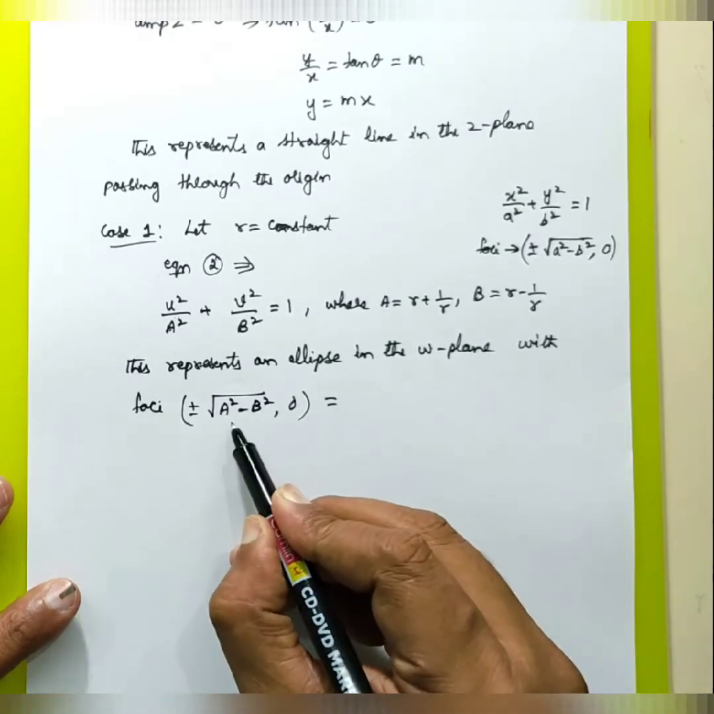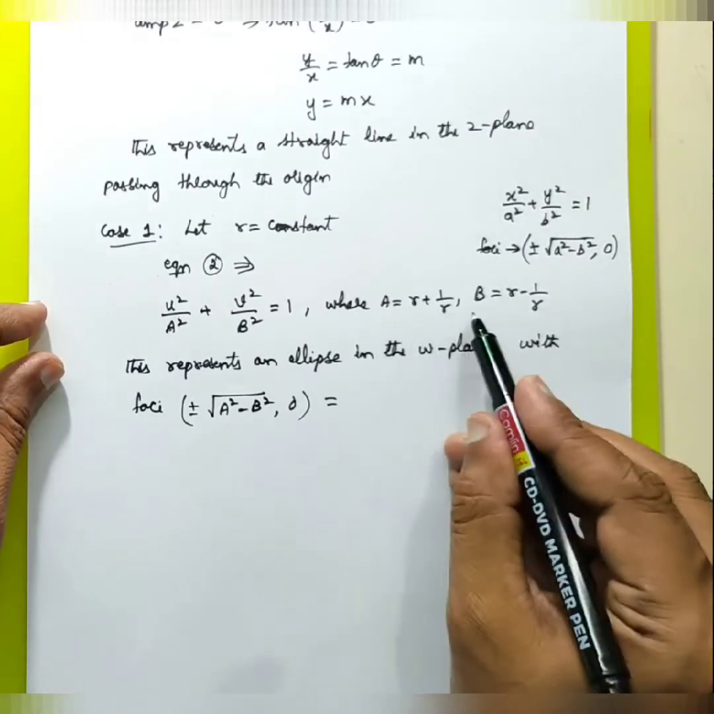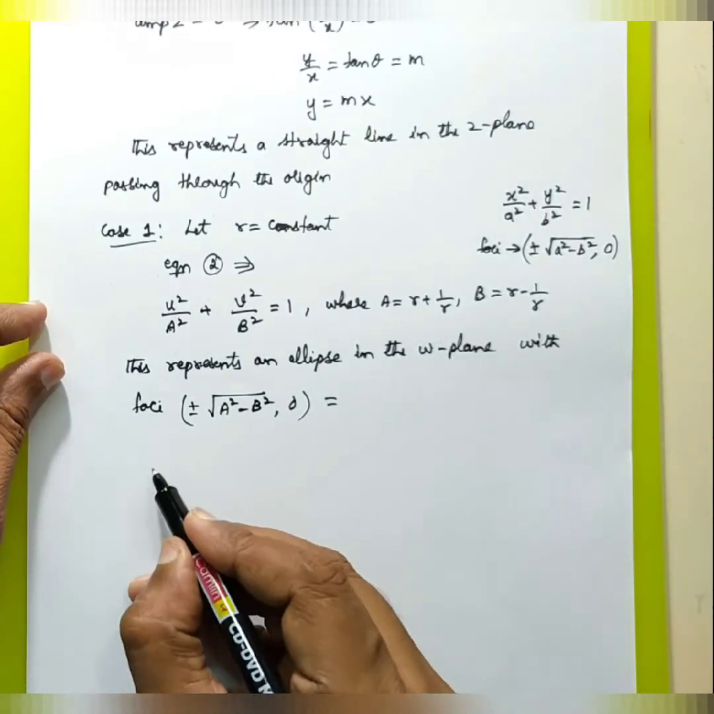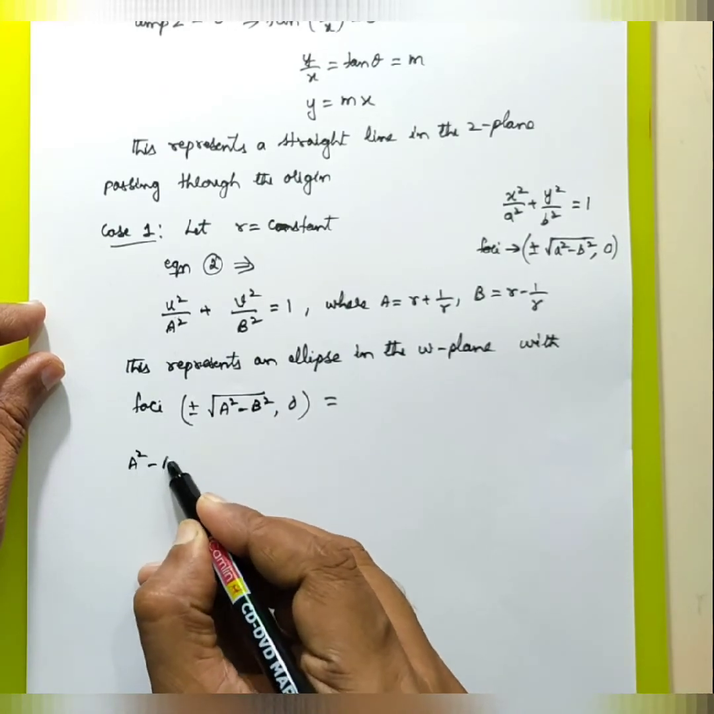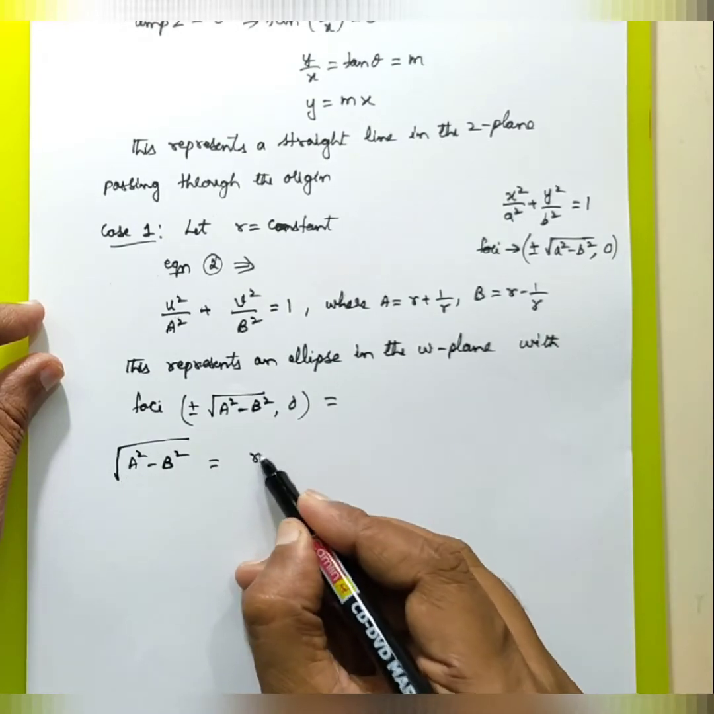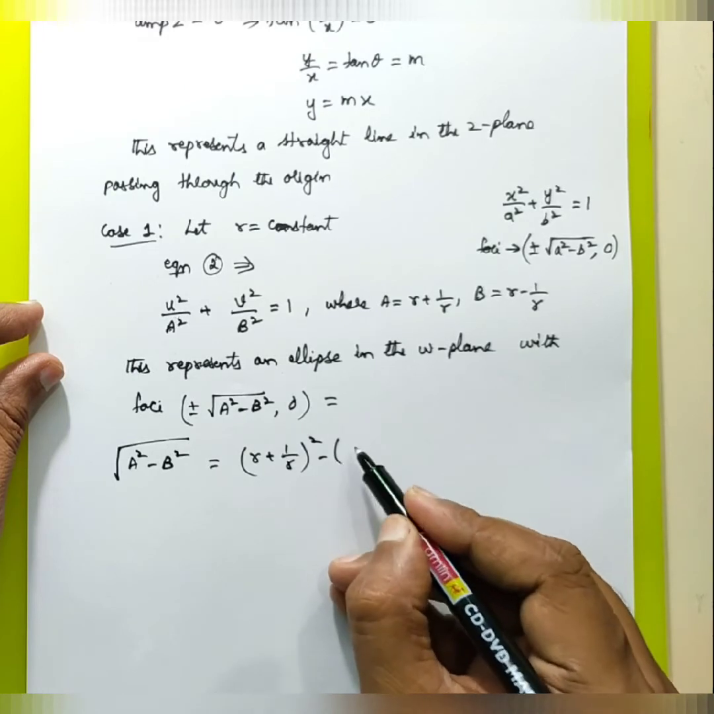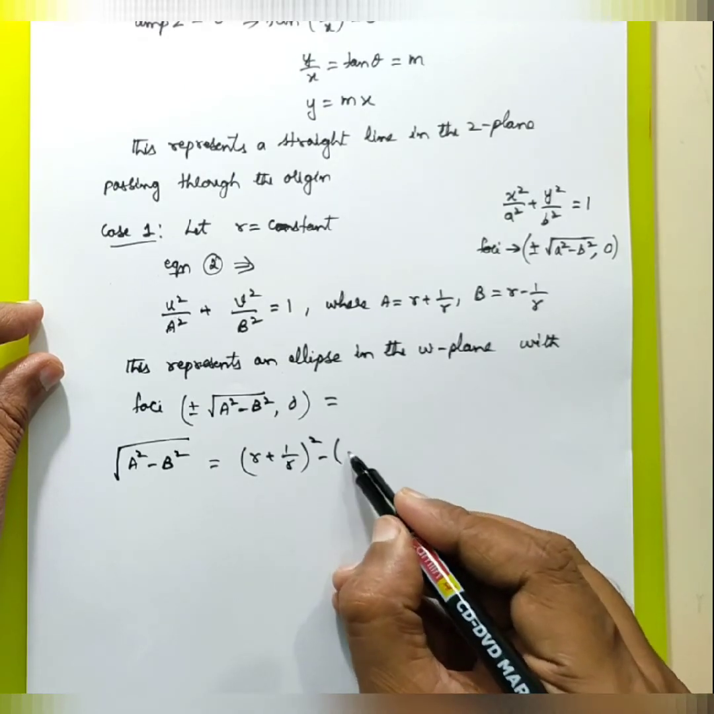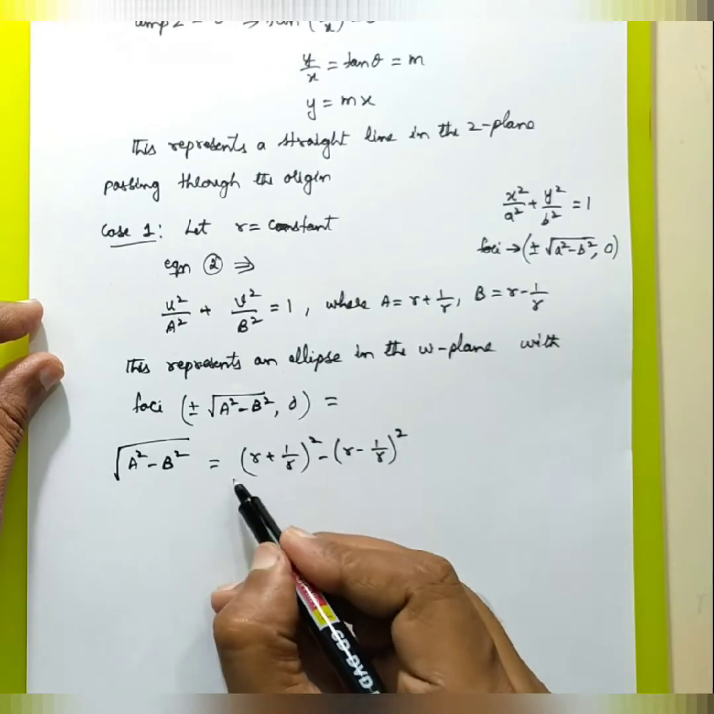So now I need to calculate the value of a square minus b square. Let me write down what will be a square minus b square, separately under root. The a value is known, it is r plus 1 by r, squared, minus b square, which is also squared. Over here you have r minus 1 by r squared. So this is under root.